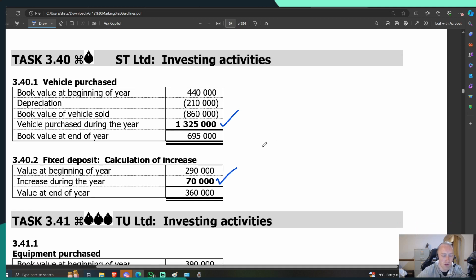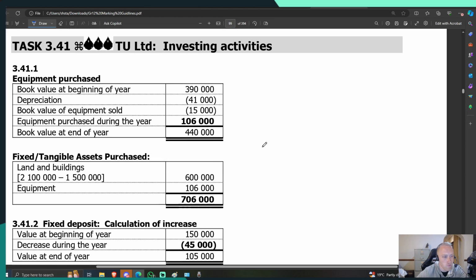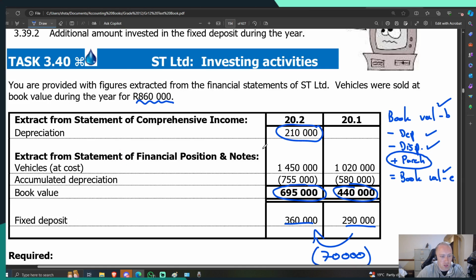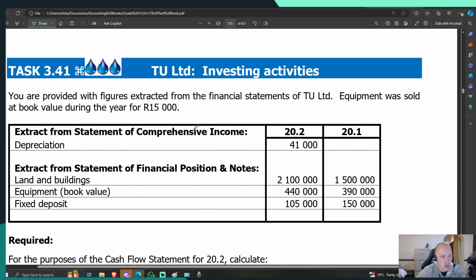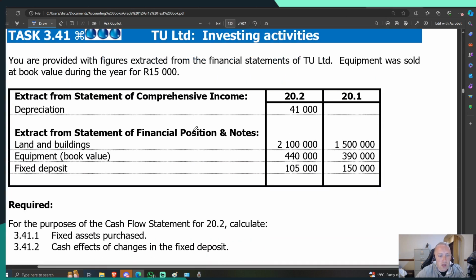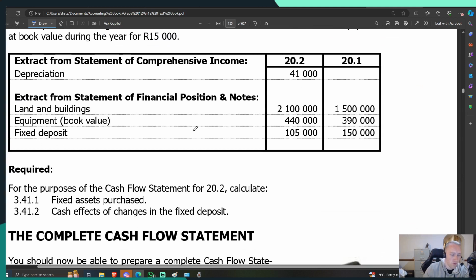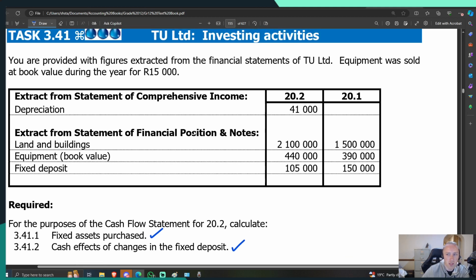Now let's do task 3.41. For task 3.41, what do we have to do? It says 3.41.1, calculate the fixed assets purchased, and again the changes in fixed deposit. Any interesting information? Yes, equipment was sold during the year, book value of 15,000.